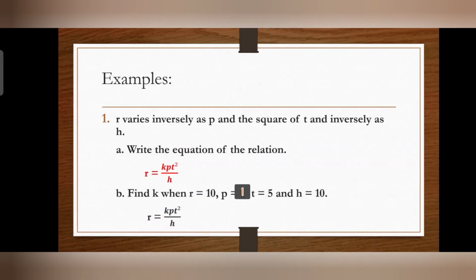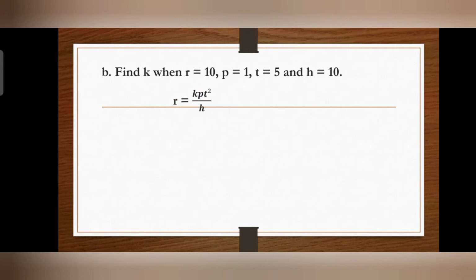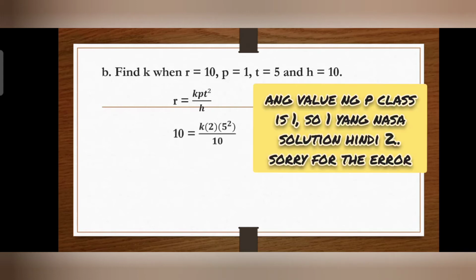So, R is equal to K times P times T squared divided by H. I'm just copying the equation. The next step is we are going to substitute the values of R, P, T, and H in the given equation. So, R is 10. So, 10 is equal to, copy lang K since K is what we are looking for.